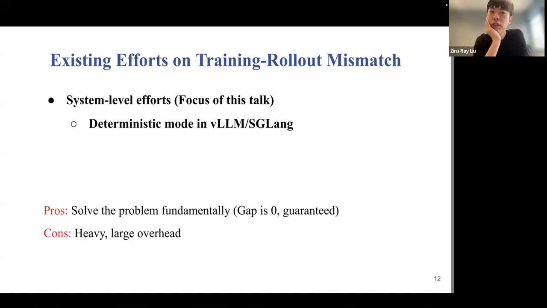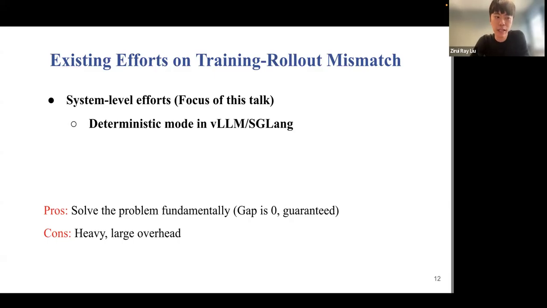And we also have the system level efforts. This is also the focus of this talk. This is already available in inference stacks like vLLM and SGLang, often called deterministic mode. The high level idea is that they build deterministic kernels to accommodate changes of the software configuration. The good thing about deterministic kernels is that they can solve the problem fundamentally. By fundamentally, I mean you can even theoretically prove that the gap is definitely zero, guaranteed.